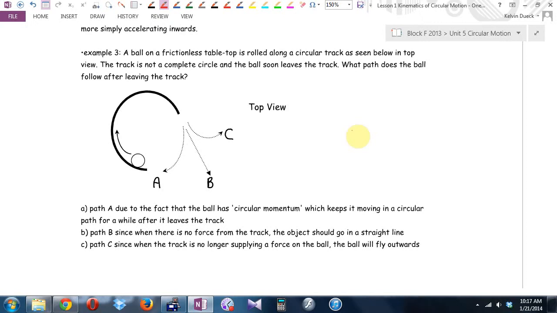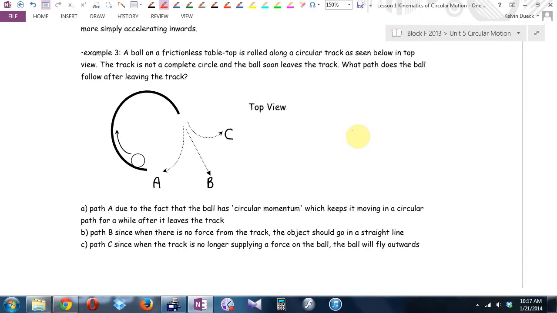Path A, due to the fact that the ball has some circular momentum, which keeps it moving in a circular path for a while after it leaves the track. Path B, since when it leaves the track, there is no force from the track and the object should go in a straight line at a steady speed. Or path C, since when the track is no longer supplying a force, the ball will fly outwards, the same way as you feel like you're getting pushed outwards when you go around the corner in a car. Path A, path B, or path C.